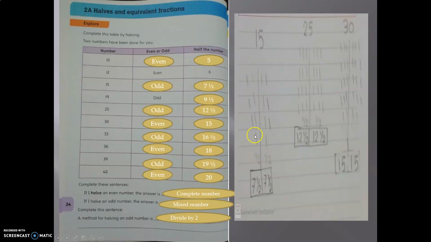So how many do you have in this half? 7 and a half. And the other side, it is 7 and a half. So the half of 15 is 7 and a half. This is another way to find the half of a number. But the double, you know that you have to multiply by 2. And you will be asked in your homework to find the half and the double of a number.